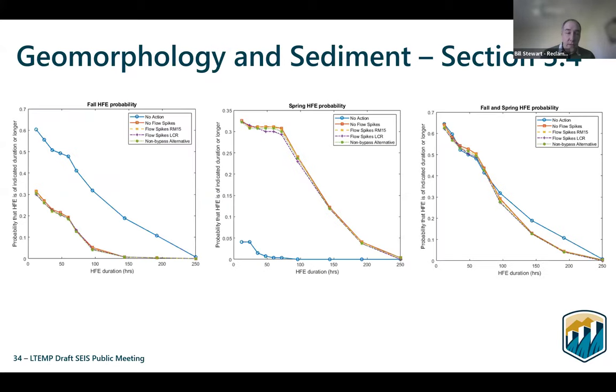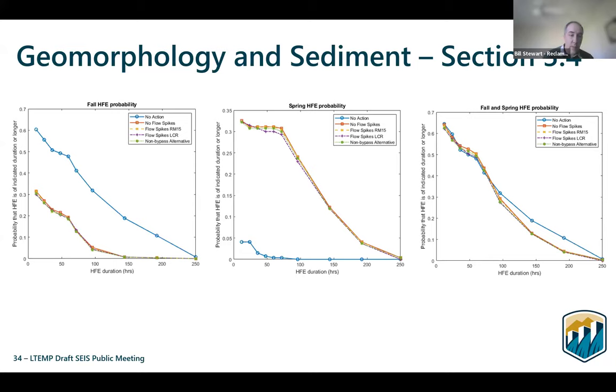So there are a series of three figures on this slide that represent the probability of spring HFE, and I'll kind of walk through these figures. So the blue line in each of these figures is the no action alternative. And then the action alternatives are kind of stacked on each other. And I think you can kind of lump those together because the adjustment to the HFE protocol is common to all action alternatives. On the x-axis of each of these figures is the HFE duration.